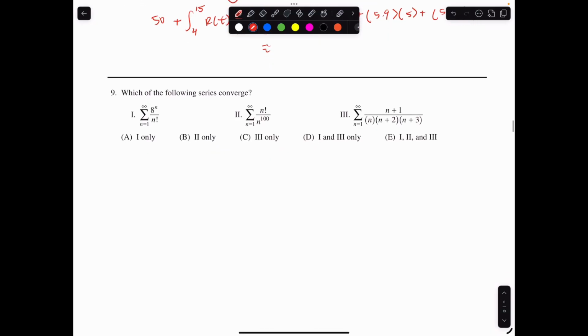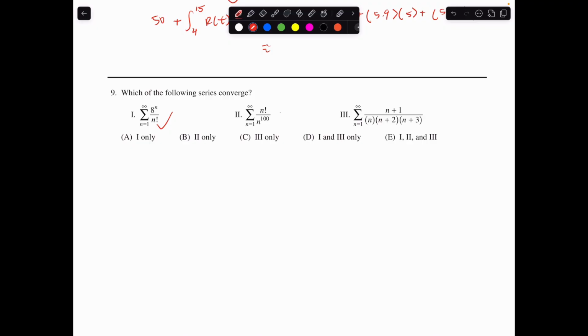Which of the following series converge? So, this one you kind of have to know between factorials and exponentials. So one is convergent. Yes, it's convergent because I have the factorial in the denominator. My exponential is in the numerator, but the factorial reaches infinity at a faster rate. So yeah, you kind of have to just memorize that one.